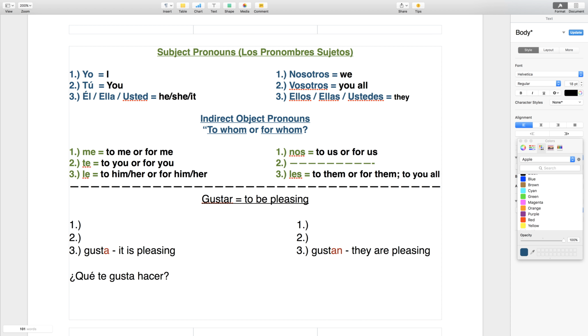¿Qué te gusta hacer? What do you like to do? Me gusta... you can come up with anything here. Bailar. I like to dance. Hopefully you knew that one.